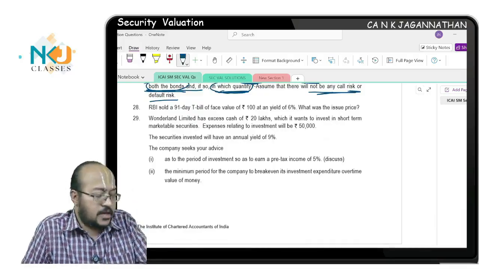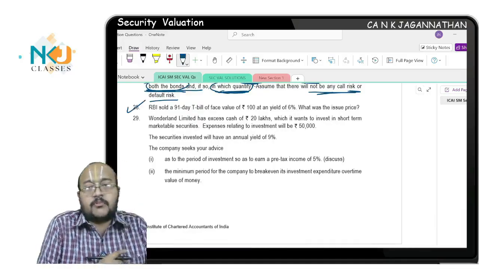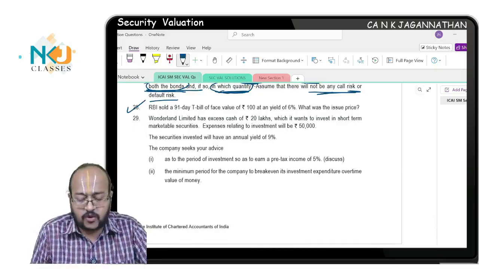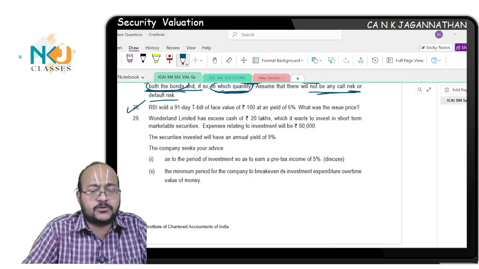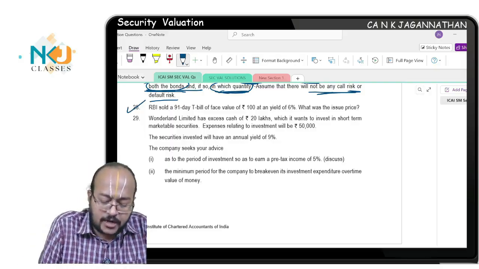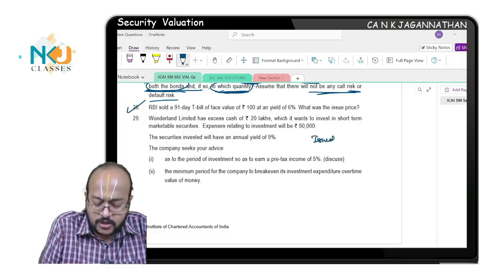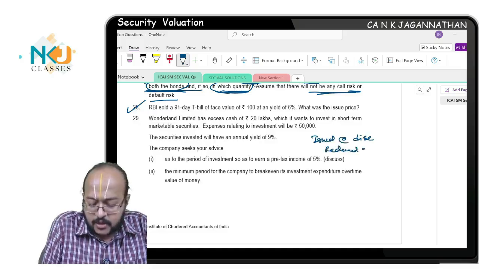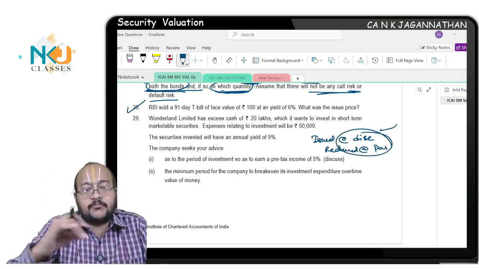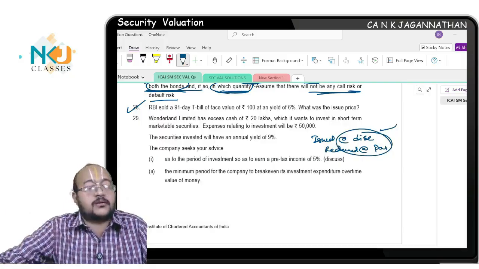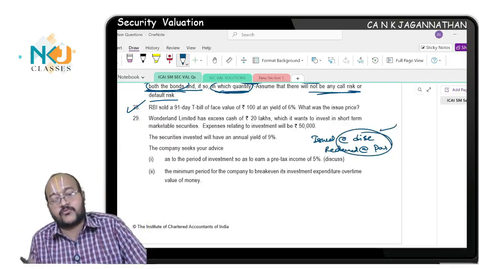28 is regarding short-term securities, money market instruments. Very simple. Money market instruments or short-term securities: T-bills, commercial papers. All these things are there, no? They will generally be issued at a discount and redeemed at par. You have the zero coupon bond, which is also similar. It will be issued at discount and redeemed at par, and the differential amount will be the return for those many days.